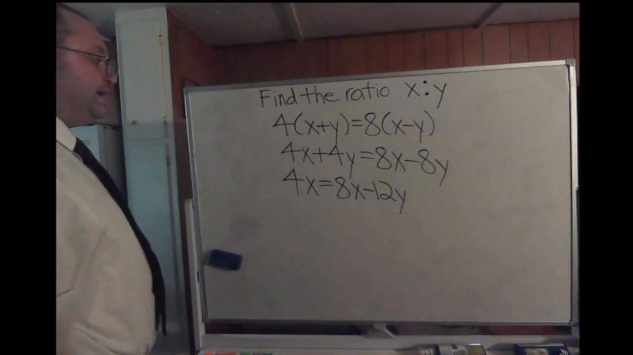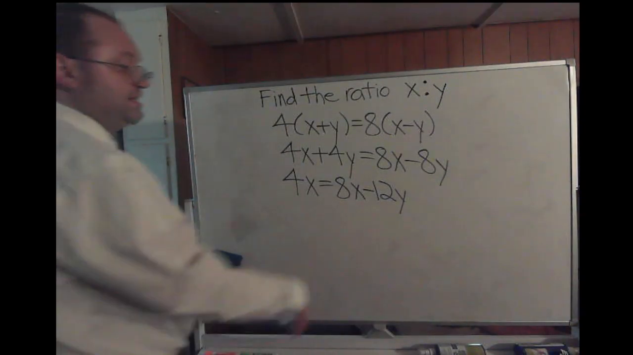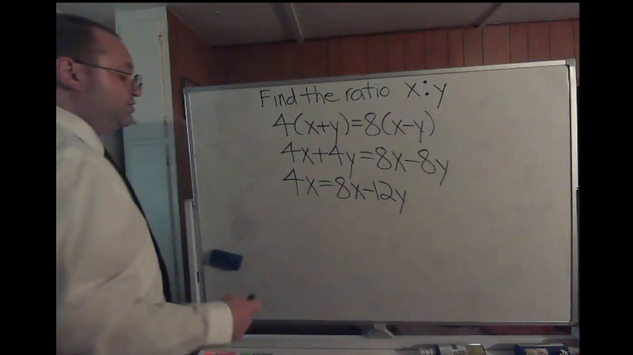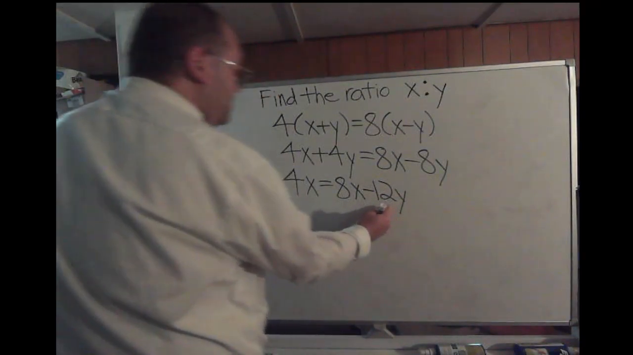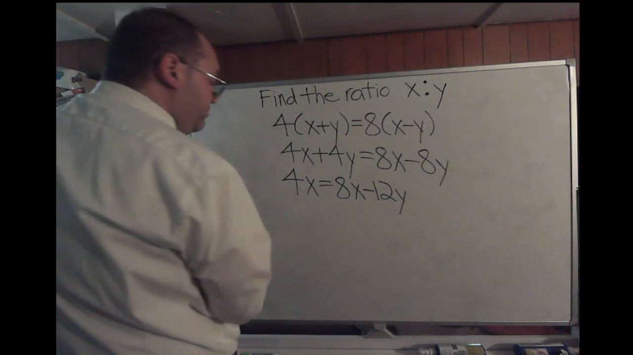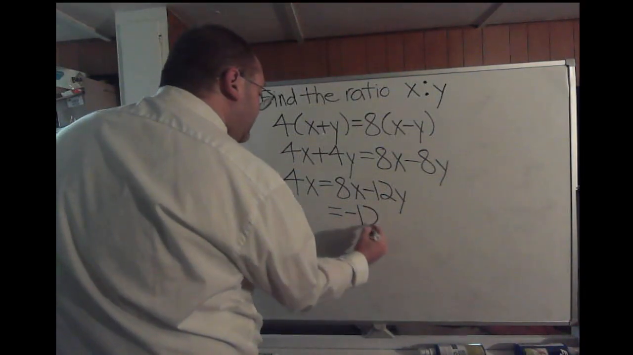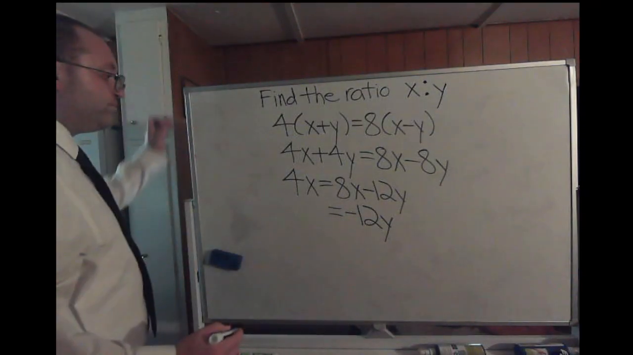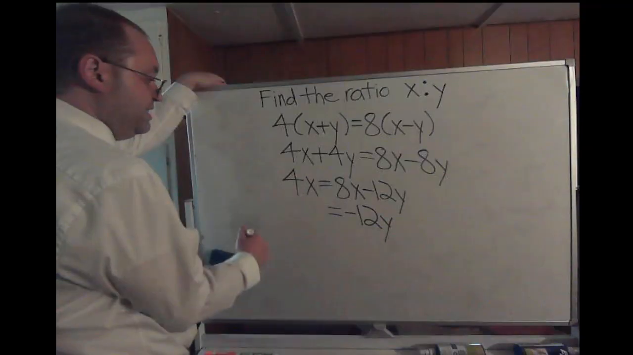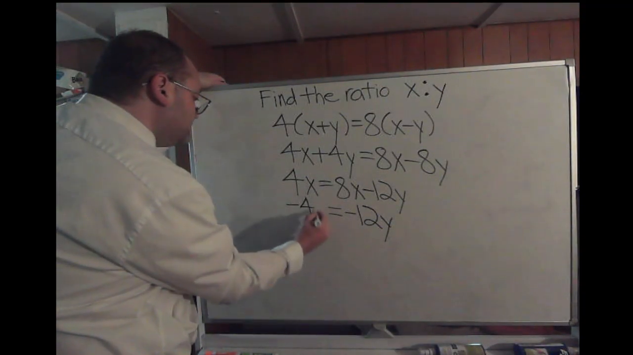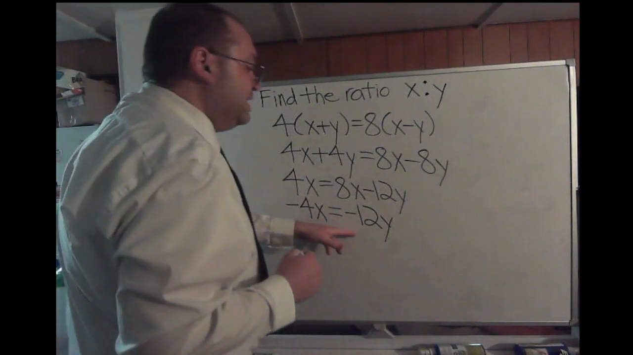Now, on the left side, we have the x term by itself. The right side, we want to make the y term be by itself. Well, in order to get that negative 12y by itself, we got to subtract 8x from the right hand side. If we do that, you end up getting negative 12y on the right hand side. You subtract 8x from 4x, so 4x minus 8x gives you negative 4x. What you have now is negative 4x is equal to negative 12y.